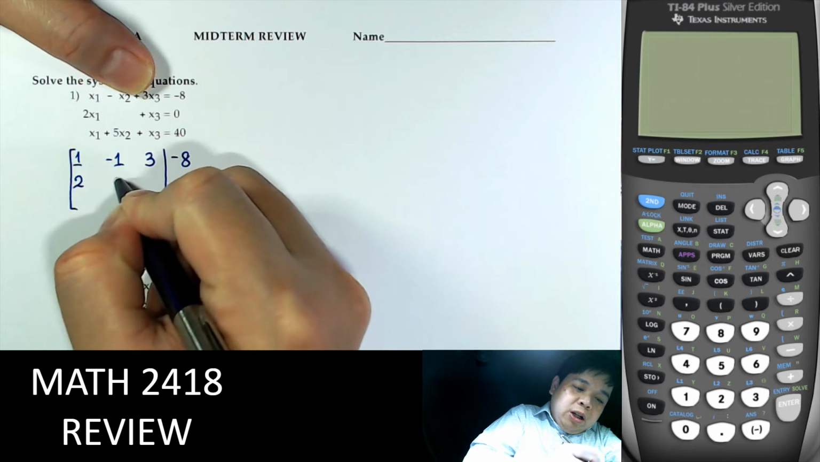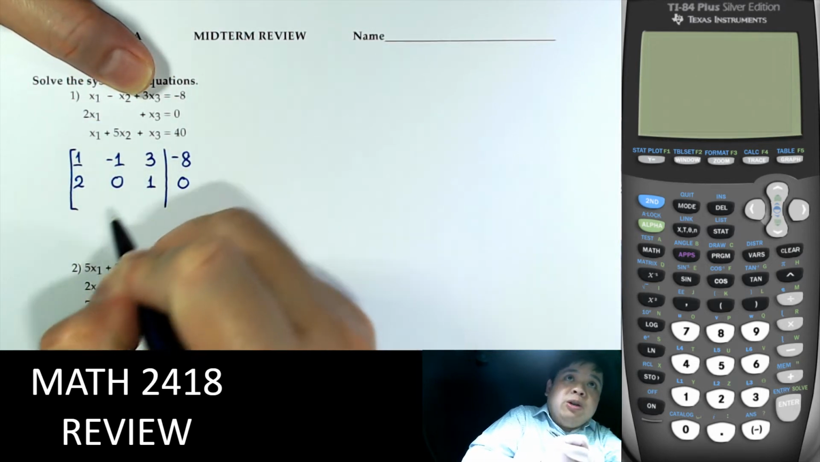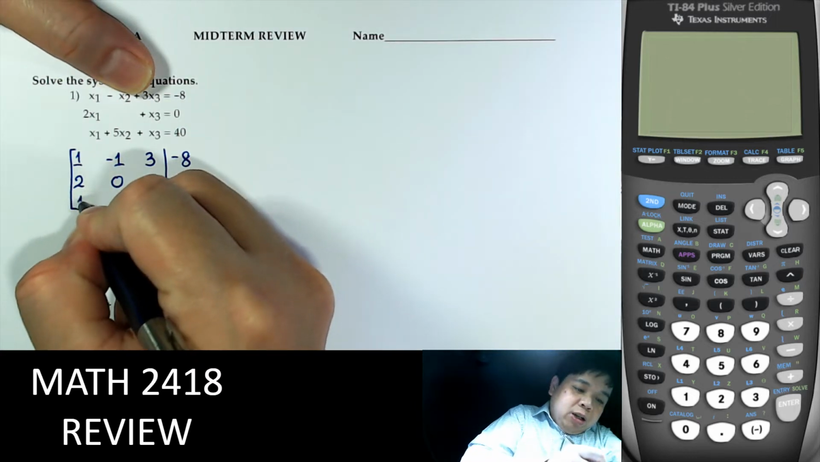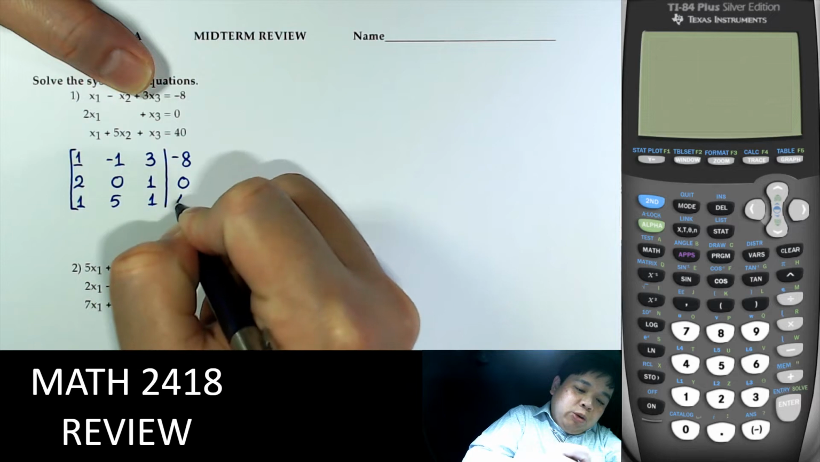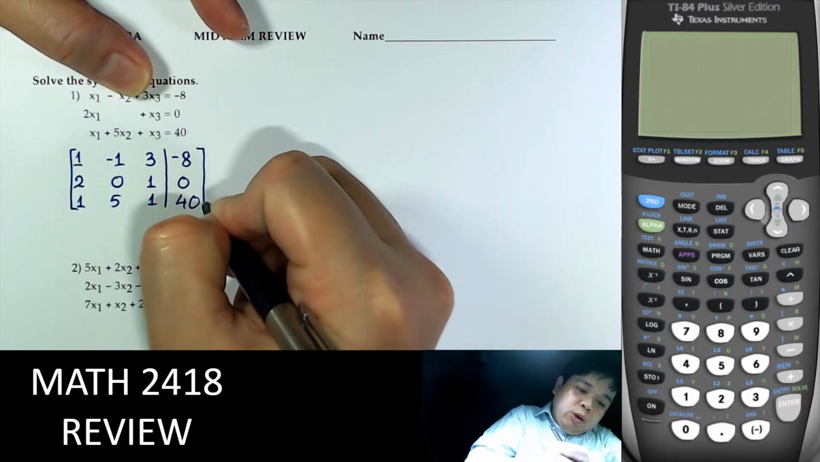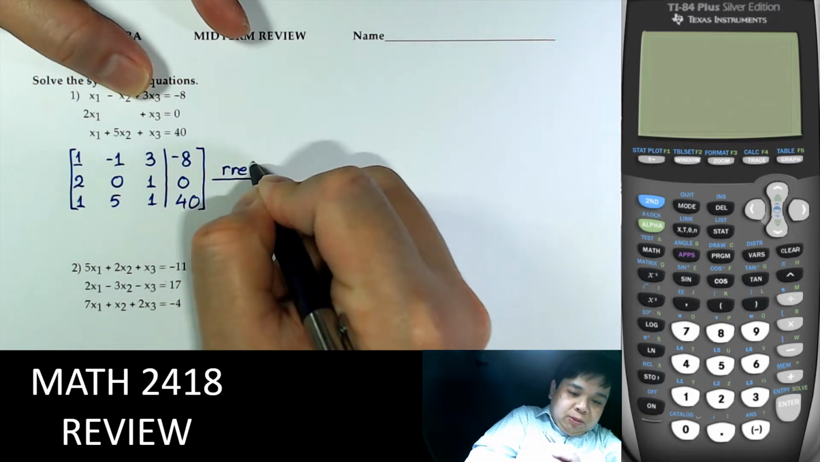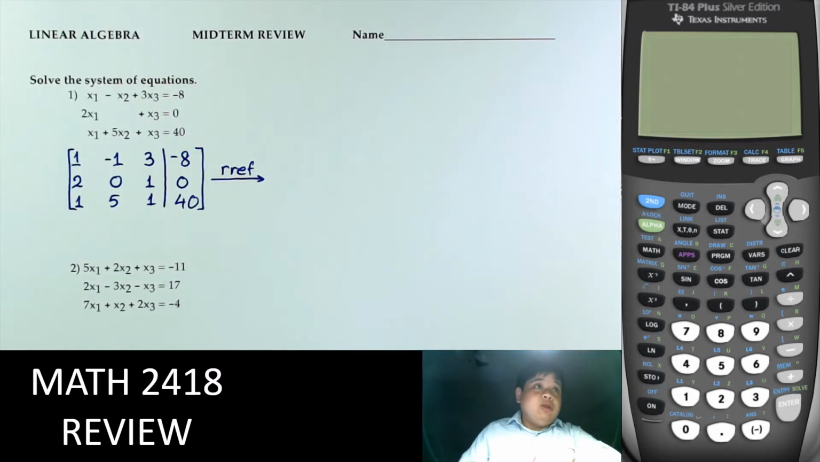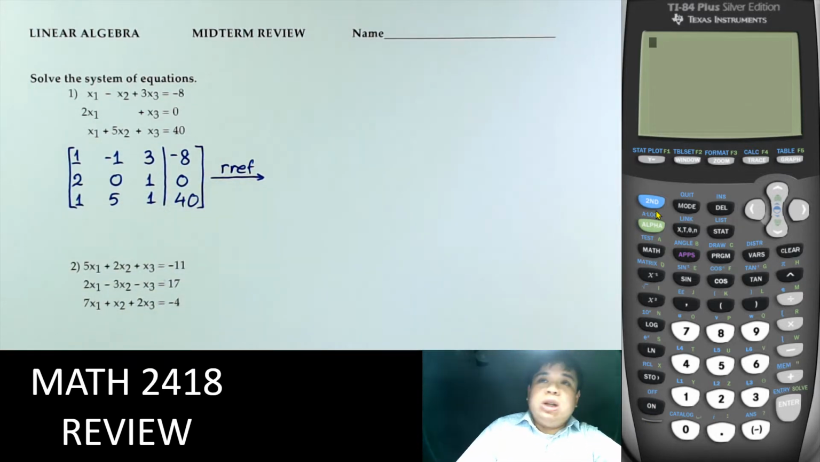2x1, 0x2, 1x3 equal to 0. And 1x1, 5x2, and 1x3 equal to 40. And we'll do reduced row echelon form. In this review, there will be problems where we do this process by hand, but for now, we just use a calculator.